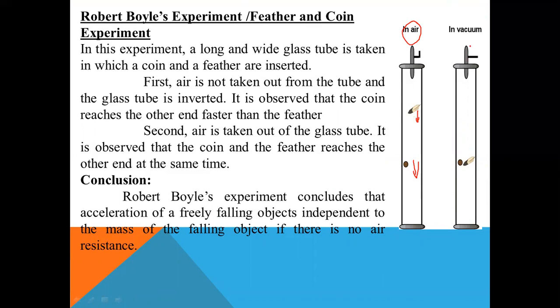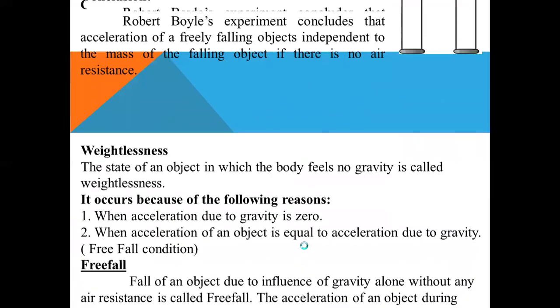But when the air is taken out and the tube is inverted again, they both reach the other end together, because there is no air resistance, and if there is no air resistance, the acceleration of a freely falling object is independent of the mass of the object. Now, conclusion. Robert Boyle's experiment concludes that the acceleration of a freely falling object is independent of the mass of the falling object if there is no air resistance.